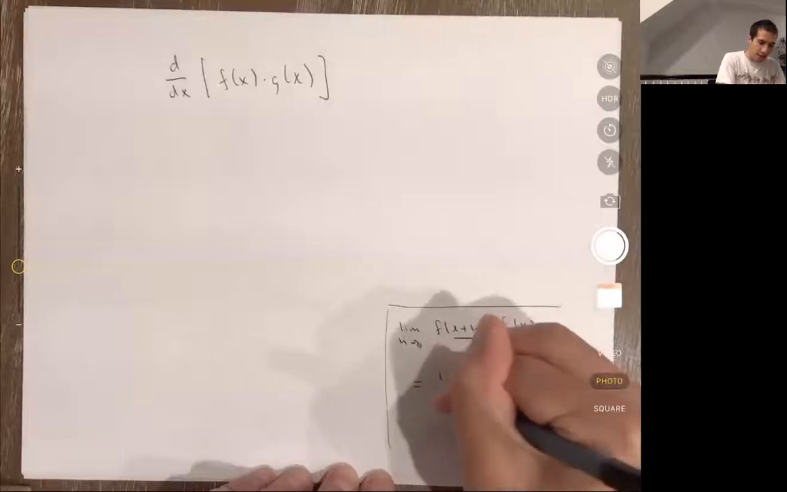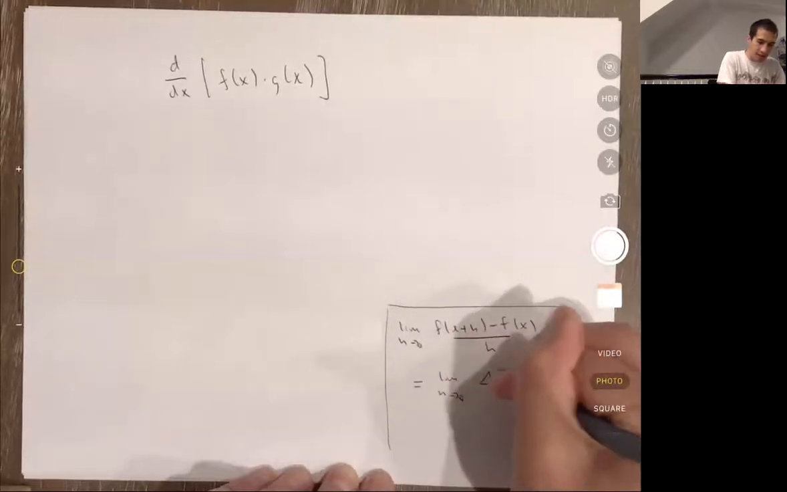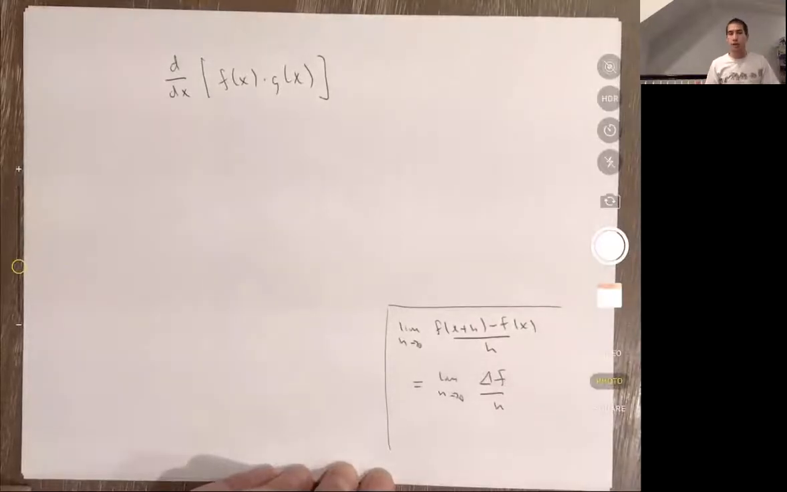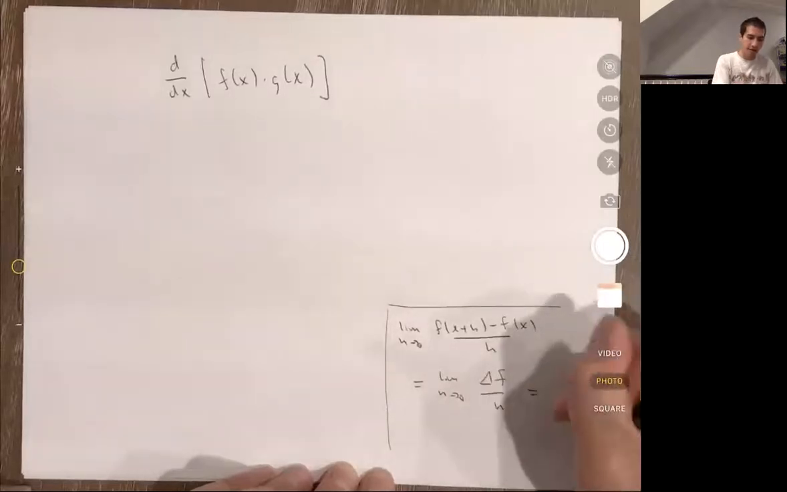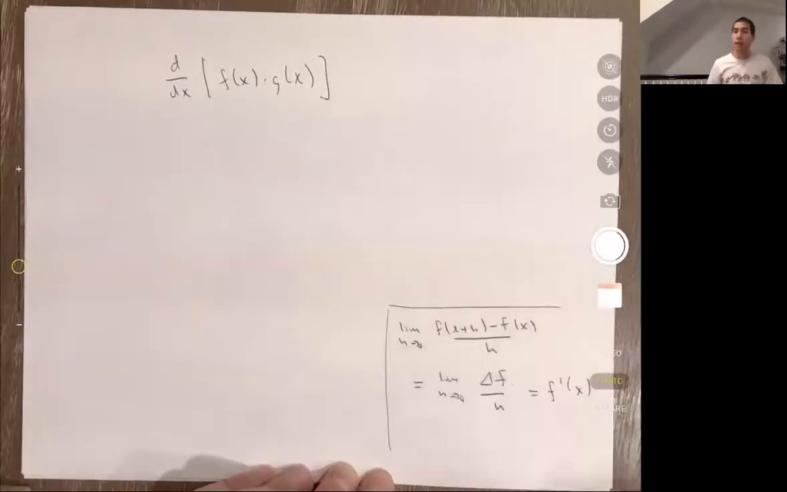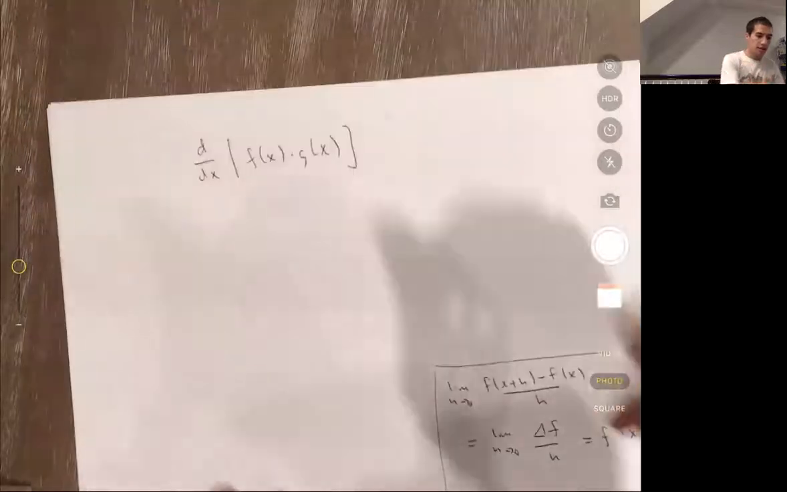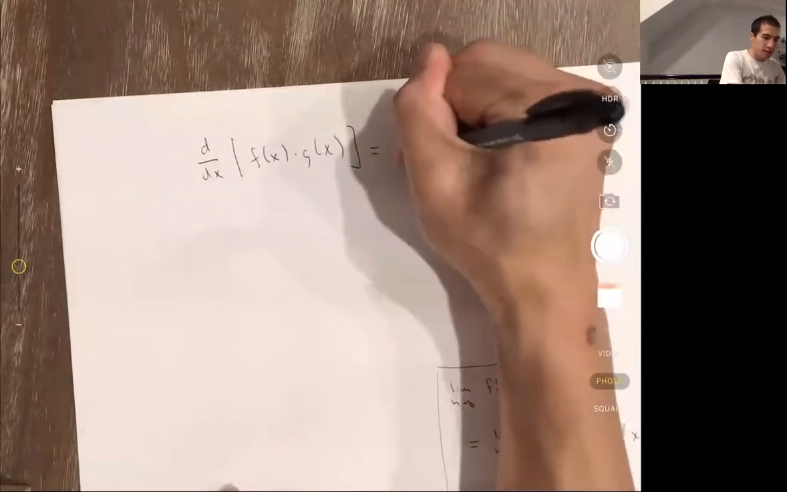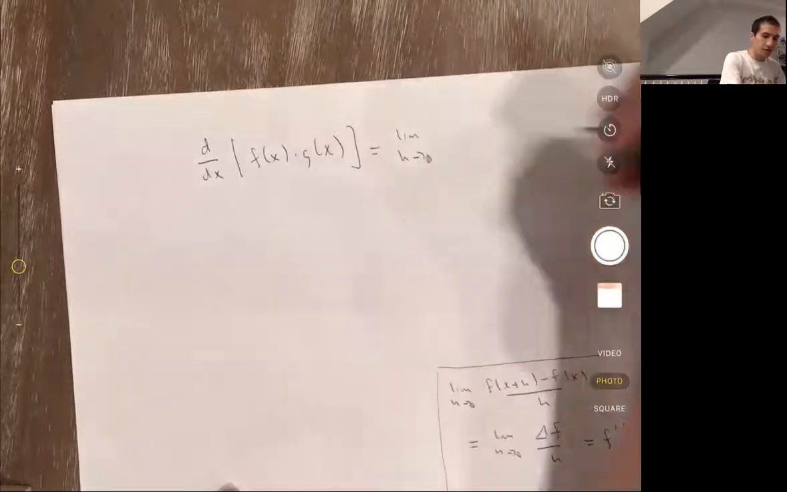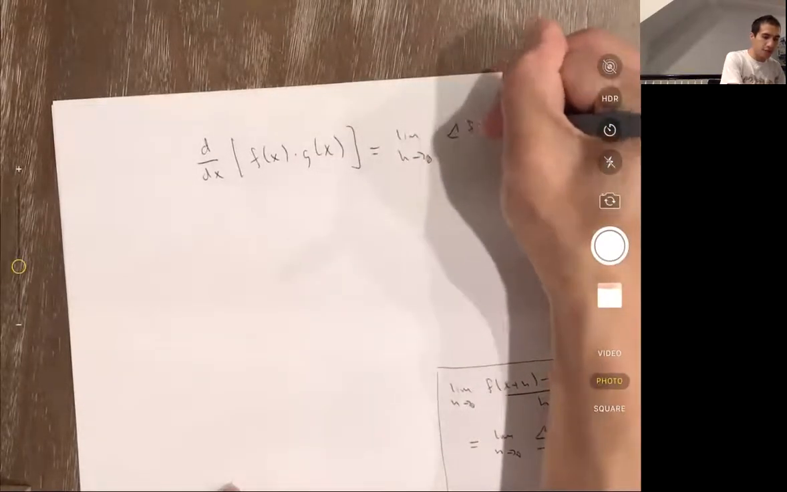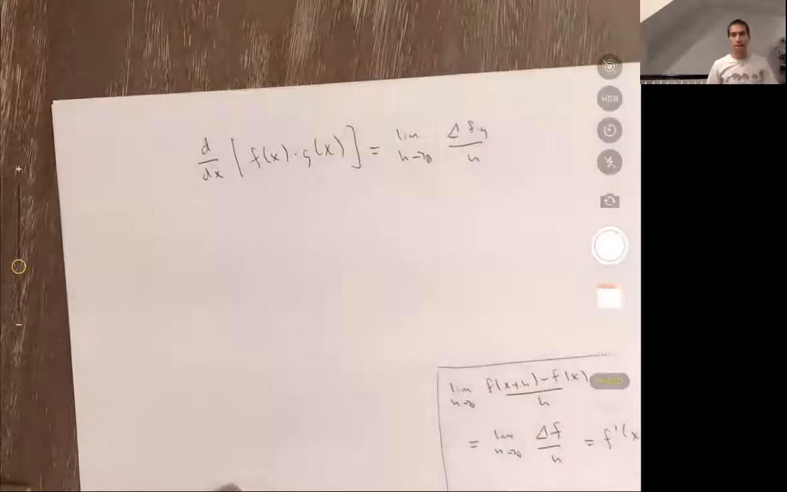And so I'll write this as the limit as h goes to 0 of this delta f over h. So delta means change, okay? So this is shorthand for exactly what this is, okay? So I'm gonna use this. So this limit of delta f over h is the derivative of f. And so I'm gonna use this notation. Okay, so let's think about the derivative of this thing. If I use this notation, what it means is I want to take the limit as h goes to 0 of, well, it's the change in f times g over h.